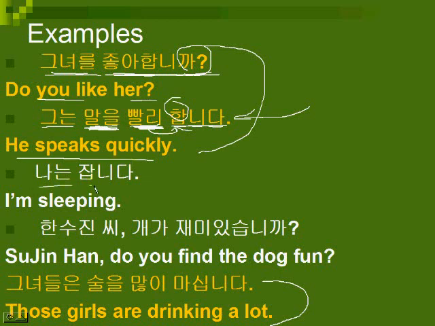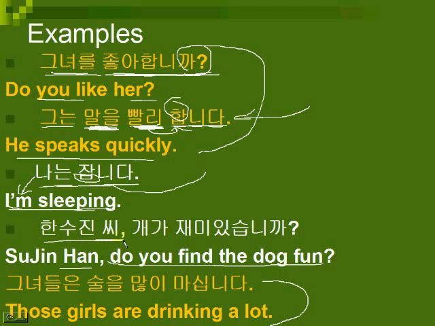나는, I, 잡니다. I'm sleeping. Okay, 나는 잡니다. I'm sleeping. Which is an odd sentence because you wouldn't be able to say it. So, 나는 잡니다. That's perfectly fine because there's no honorific needed because you're talking about yourself. It's great.